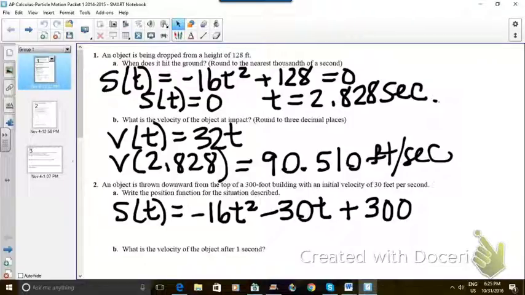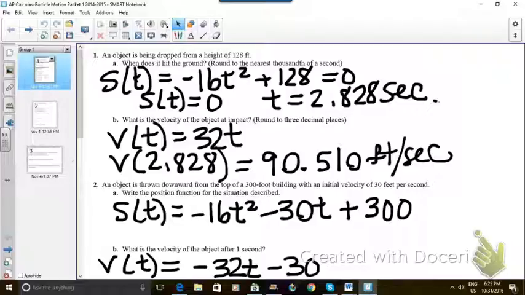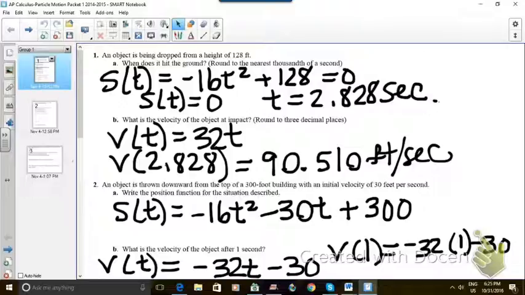Part B, what is the velocity of the object after 1 second? v of t equals the derivative of position, which is negative 32t minus 30. Plug in 1 for t into the velocity function. Negative 32 times 1 minus 30 equals negative 62 feet per second.